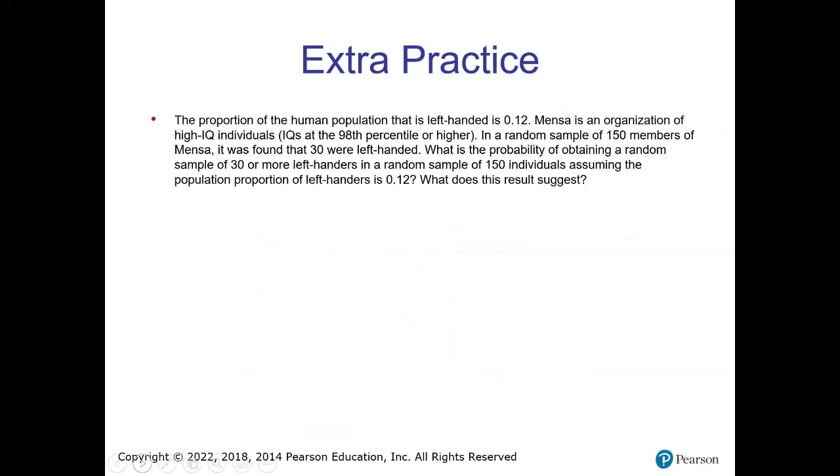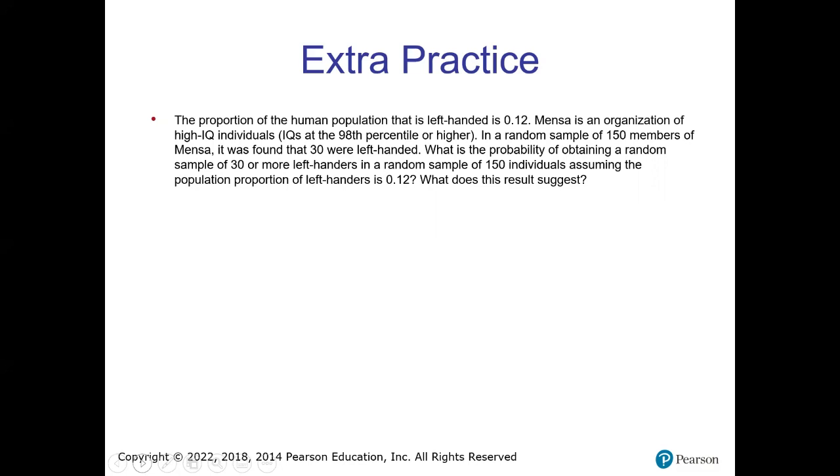The proportion of the human population that is left-handed is 0.12. Mensa is an organization of high IQ individuals, meaning that they have an IQ at the 98th percentile or higher. So these are the top 2% of people in terms of their intelligence. In a random sample of 150 members of Mensa, it was found that 30 were left-handed. What is the probability of obtaining a random sample of 30 or more left-handers in a random sample of 150 individuals, assuming that the population proportion of left-handers is 0.12?